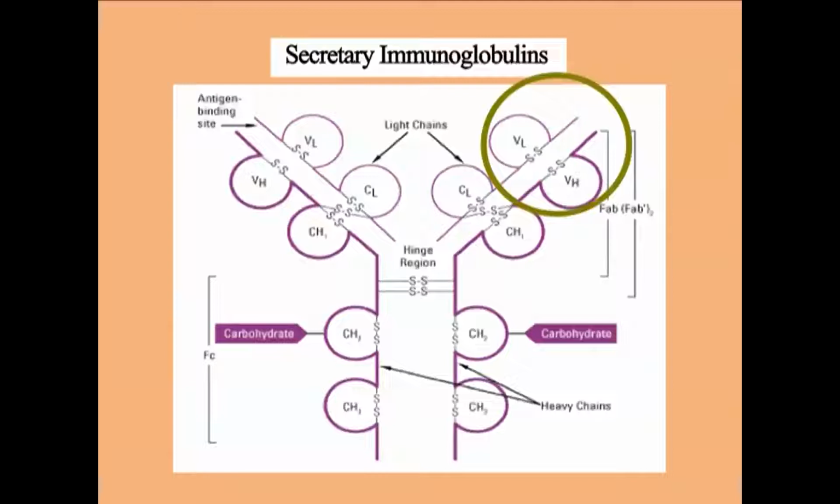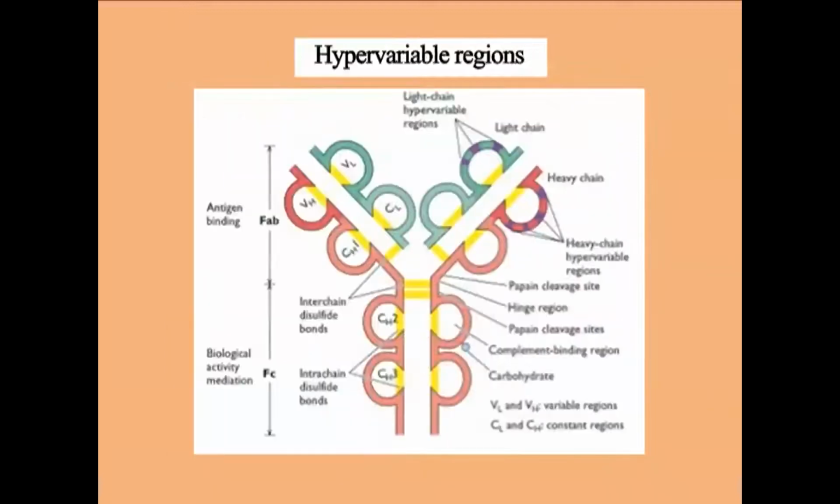Now if we look into the detailed map of the variable region, then we will see that intrachain disulphide linkages formed between 2 cysteine residues make a loop of 60 amino acids, and 3 regions of that loop actually show maximum sequence variation, and those 3 regions are called hypervariable regions. 3 such hypervariable regions are found on the light chain, and 3 hypervariable regions are found on the heavy chain. Together 6 hypervariable regions form an antigen binding site.